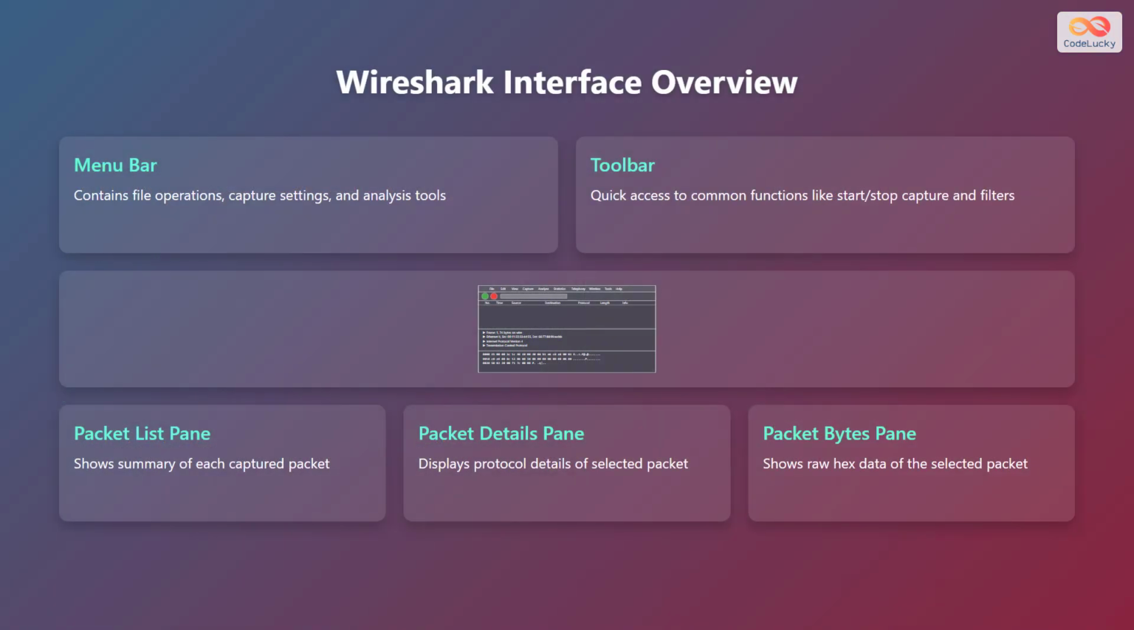Let's take a look at the main elements of the Wireshark interface. At the top, you'll find the menu bar, which contains options for file operations, capture settings, and various analysis tools. Below the menu bar is the toolbar, offering quick access to common functions such as starting or stopping a capture and applying filters. The largest section is the packet list pane.